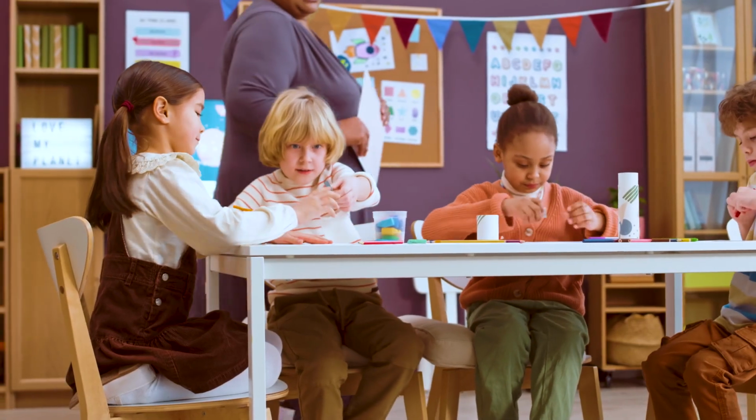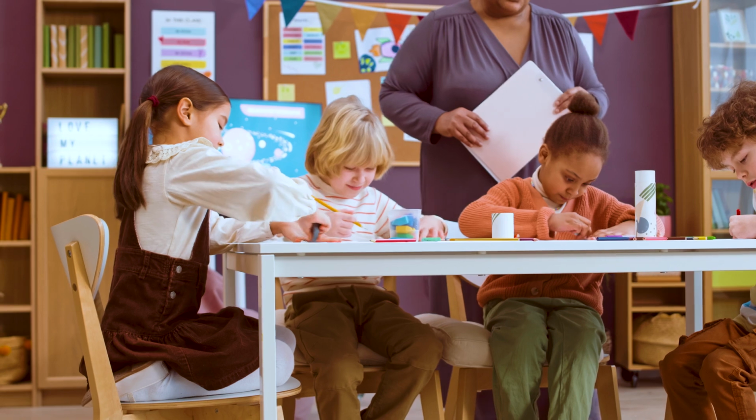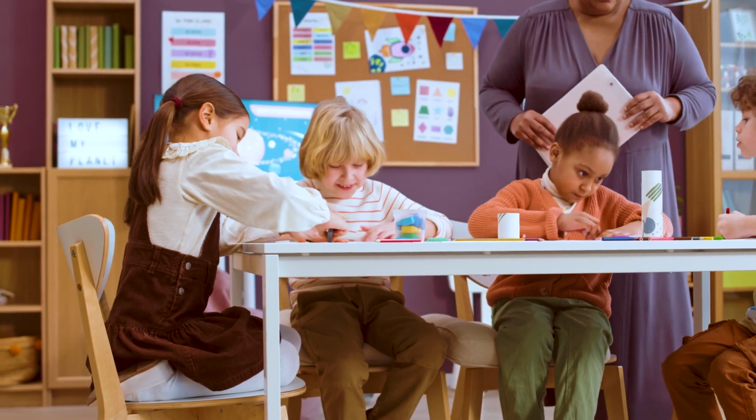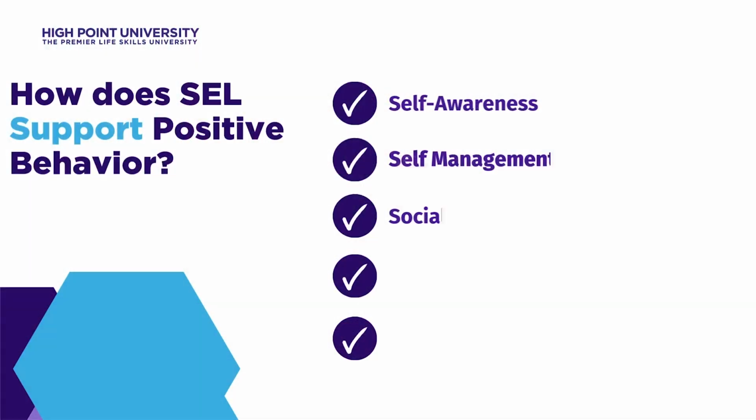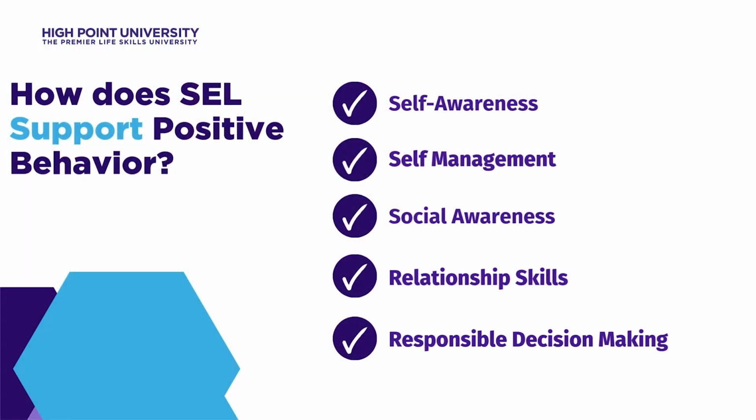So how does SEL support positive behavior? Social emotional learning provides students with the tools to understand and manage their emotions, which directly impacts their behavior. Through self-awareness, students recognize their emotions and triggers, helping them understand why they may feel or act a certain way. With self-management, they learn strategies to handle stress, control impulses, and persevere through challenges.